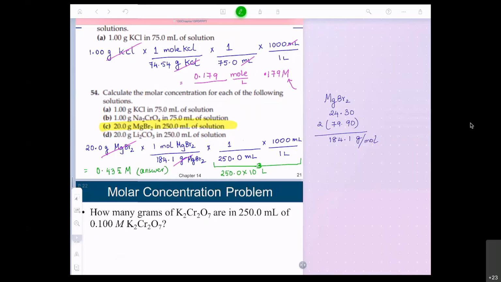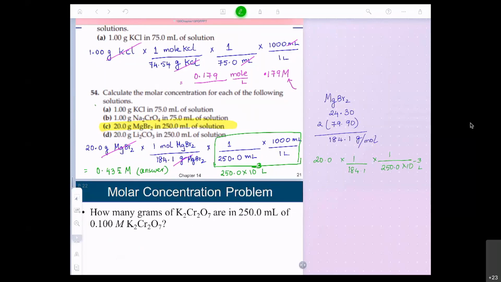So instead of this entire setup, the bar, you can just go 20 times 1 over 184.1, right? And then here you can have 250.0 times 10 power minus 3 liters. Should be minus 3. Okay, hopefully you can see the minus. Otherwise, you can set up the unit analysis the way I have.